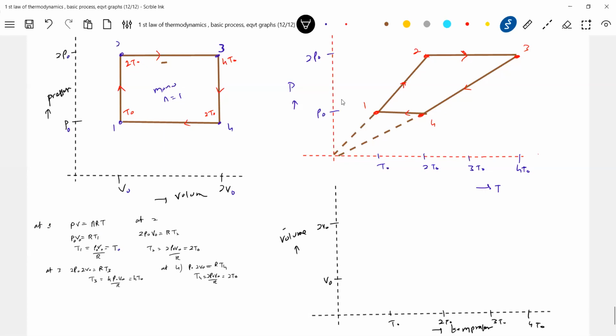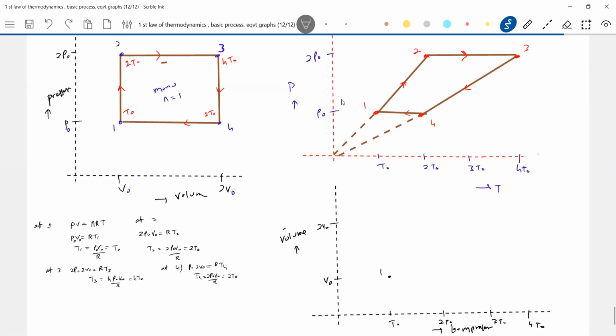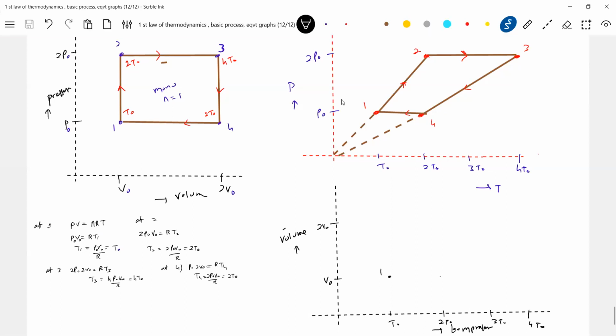Again, what is the method? Just identify the points. V0, T0. Okay, first point, 1. Next, 2P0. So volume V0 and T0. V0 and 2T0. Okay, 2 will be here. Okay, after this, point 3: 4T0 and 2V0. Okay, this is point 3. Point 4: 2V0, 2T0. This is point 4.